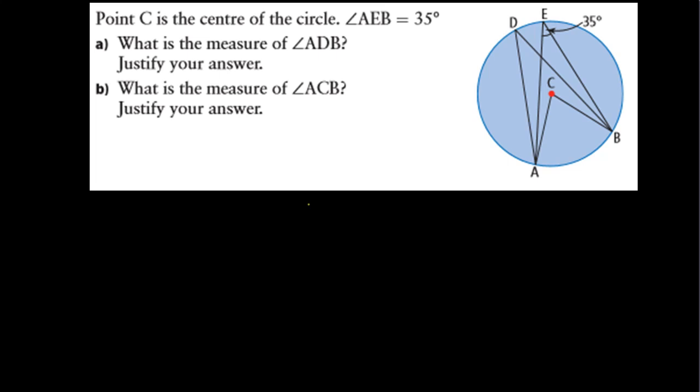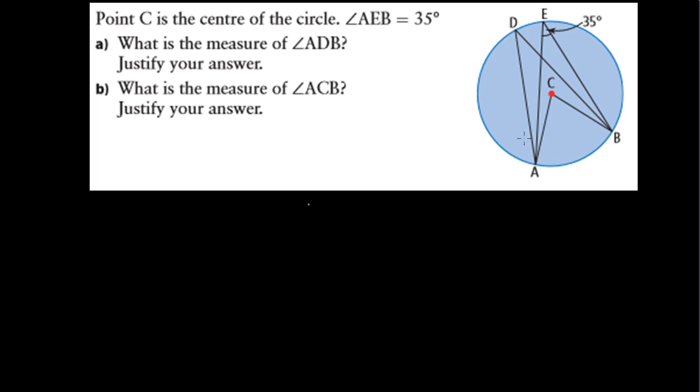So again, combining some things here, we're going to use a little bit of knowledge about central angles and inscribed angles and see if we can solve some problems. So we have a circle here. Point C is the center of it, and we have angle AEB, with E being the vertex, equaling 35 degrees. What is the measure of ADB?